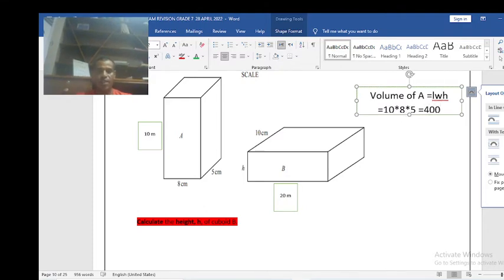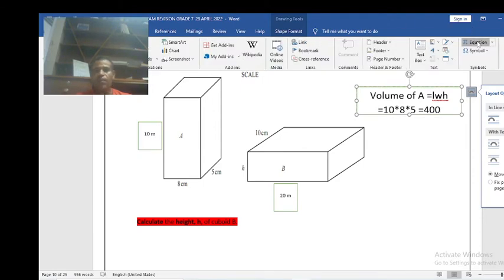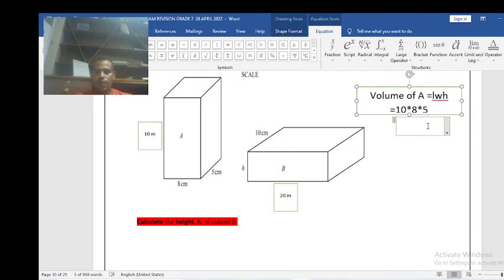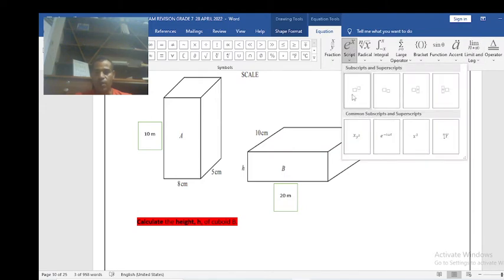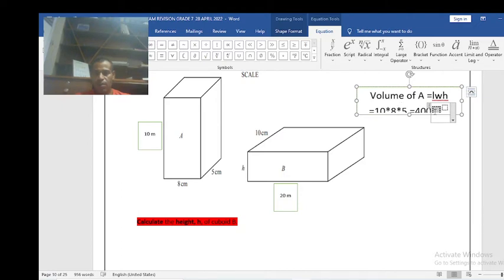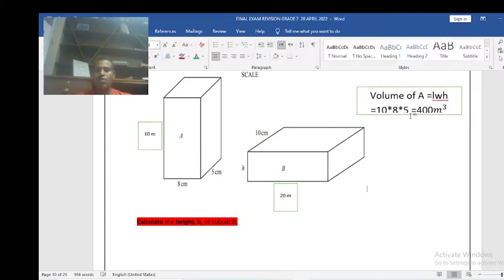Of course, the unit is cubic meter, the cube of meter. I'll try to insert an equation. This is the first volume, the volume of the first shape.